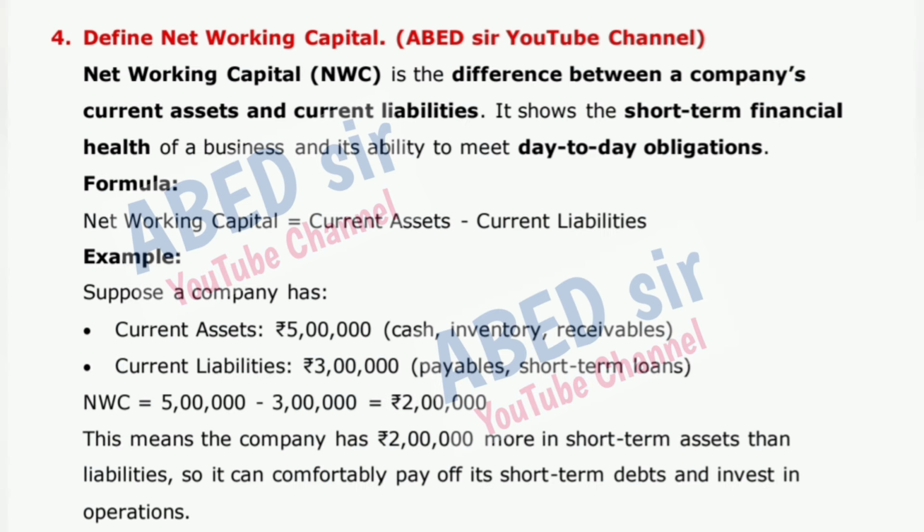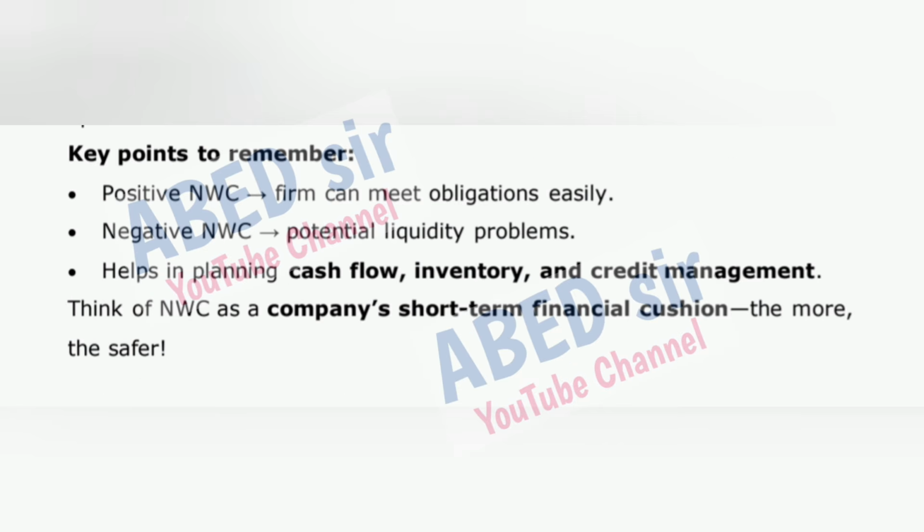This means the company has 2 lakh rupees more in short-term assets than liabilities, so it can comfortably pay off its short-term debts and invest in operations. Key points to remember. Positive NWC: the firm can meet obligations easily. Negative NWC: potential liquidity problems. Helps in planning cash flow, inventory, and credit management. Think of NWC as a company's short-term financial cushion, the more, the safer.